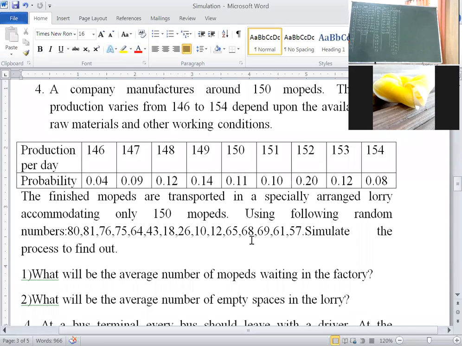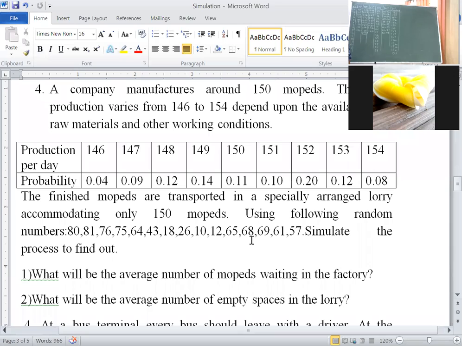Here, if you read the question, the daily production varies from 146 to 154 depending on the availability of raw materials and the other working conditions. The given table was given. Listen carefully. The finished mopeds are transported in a specially arranged lorry. Accommodation only 150 mopeds. The lorry should carry only 150 mopeds.